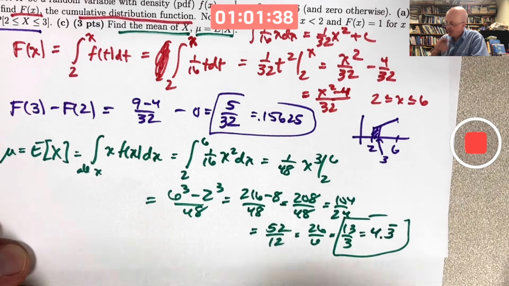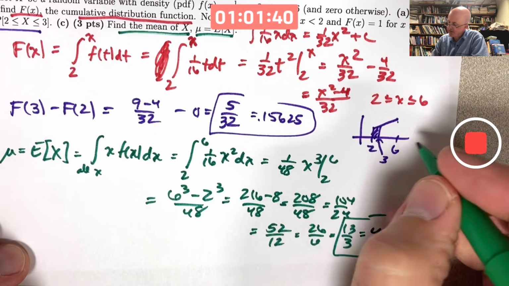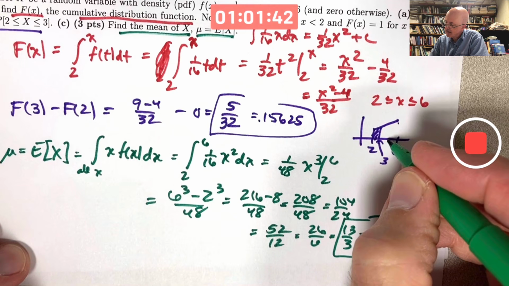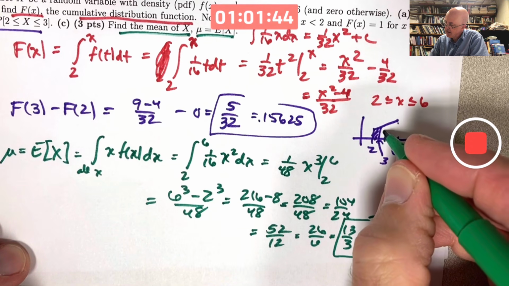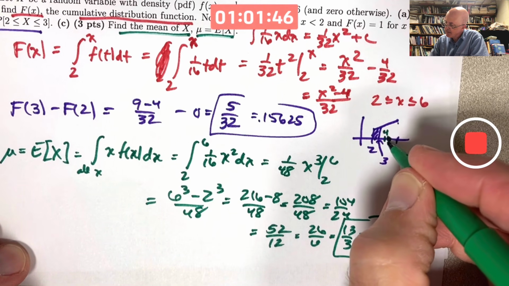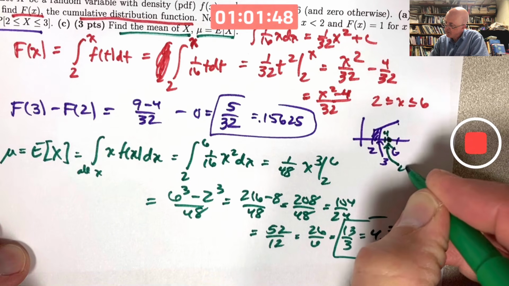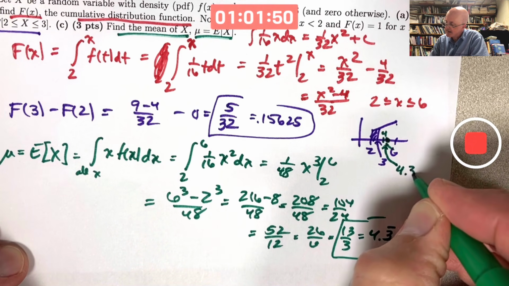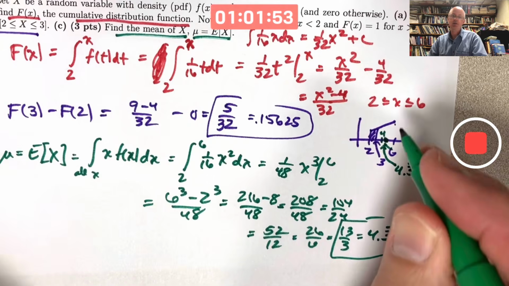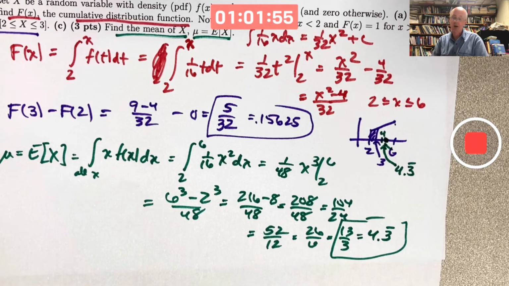As an interpretation, if you were asked for that, that would be the center of mass, so to speak. 4 is right there. It's a little to the right of that. There's the mean. 4.3 repeating because the graph is higher over here, so the mass is weighted more to the right. Okay, and that's the last problem.